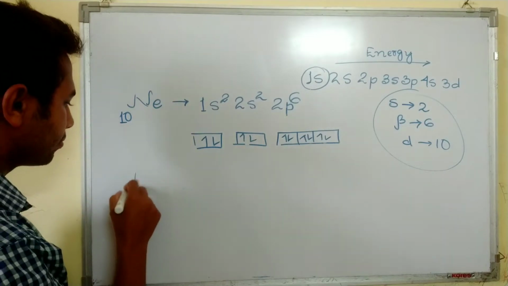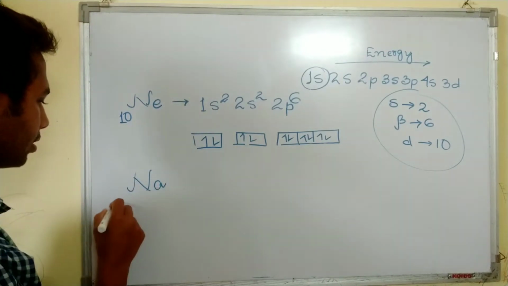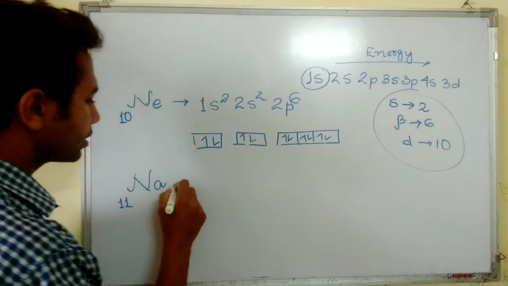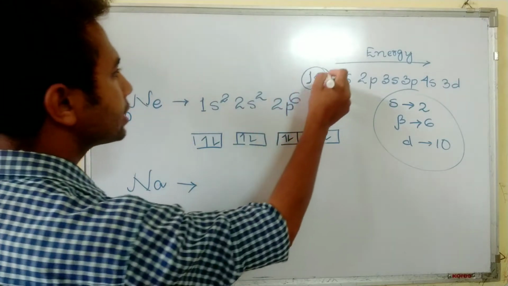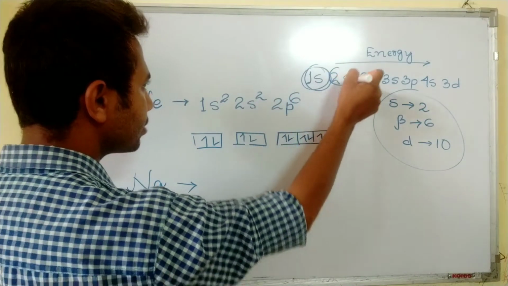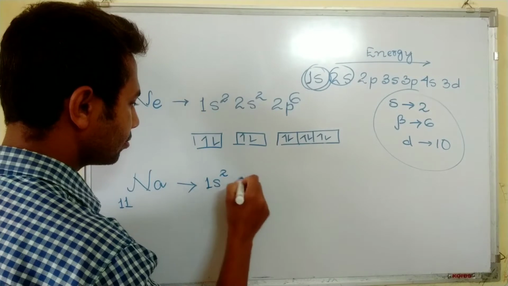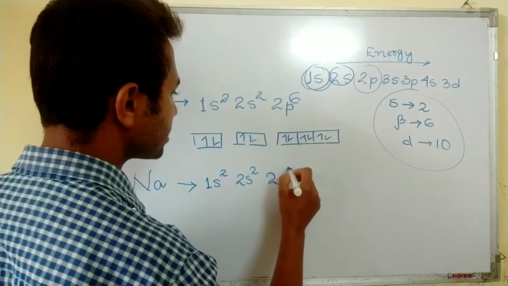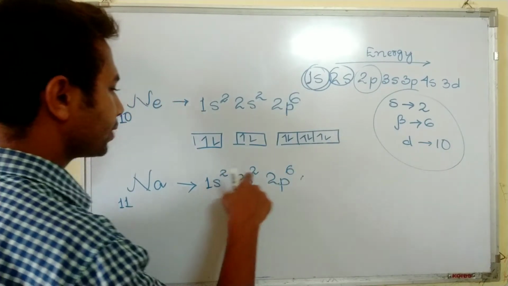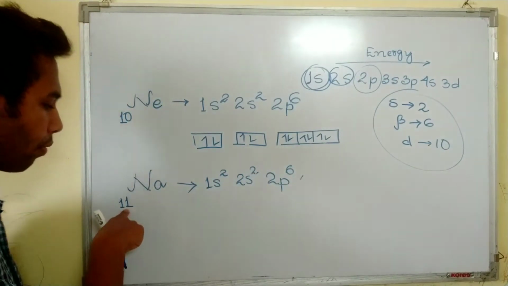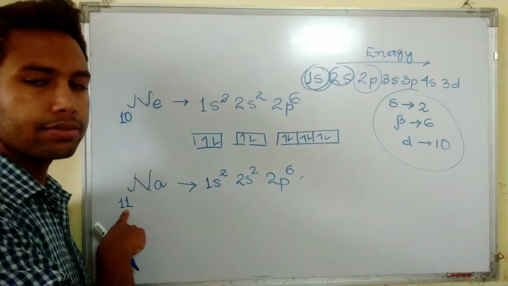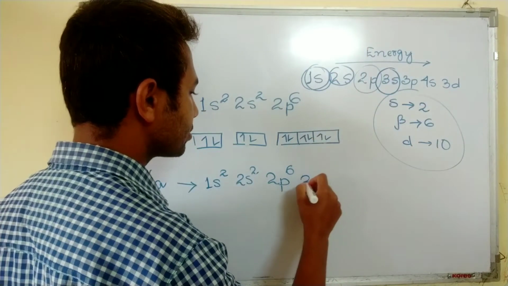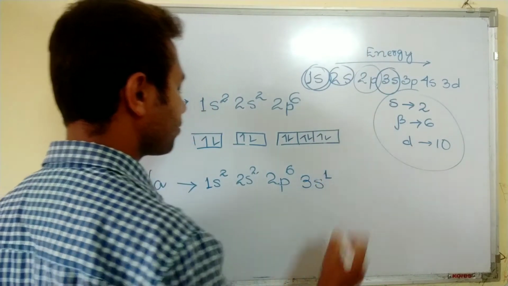Now sodium has 11 electrons, which means its atomic number is 11. So its electronic configuration will be, first we go to 1s, then 2s: 1s2, then 2s2, then 2p6, then 2 plus 2, 4 plus 6, 10. So one remaining. This one will go to the 3s orbital, so 3s1.